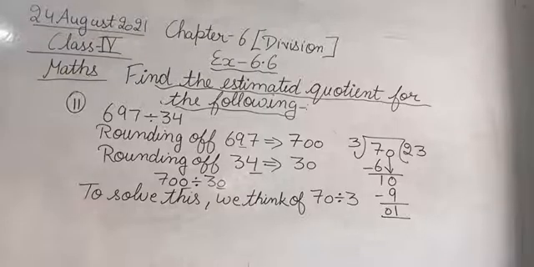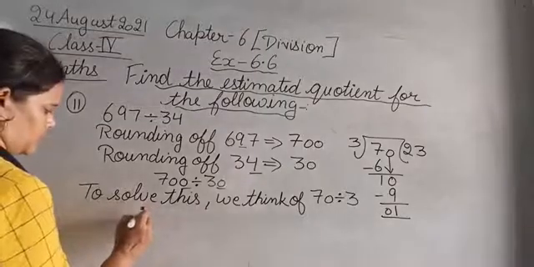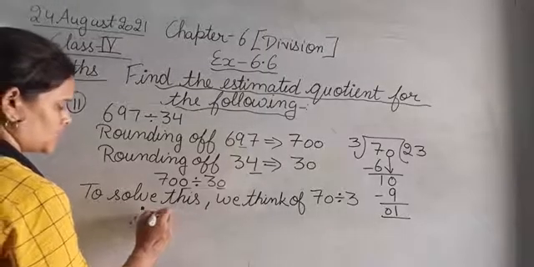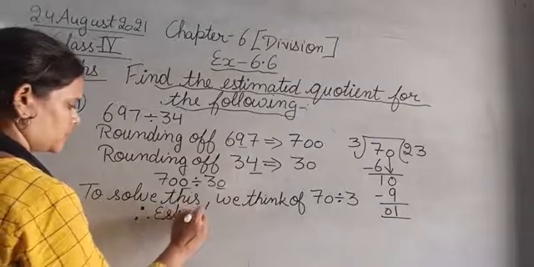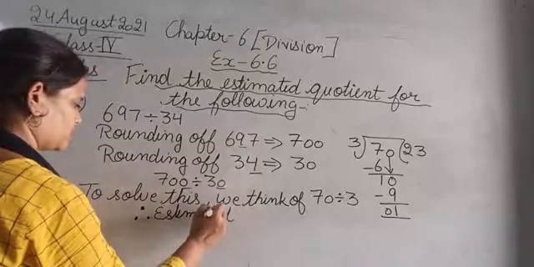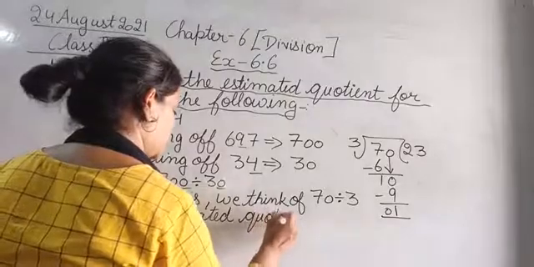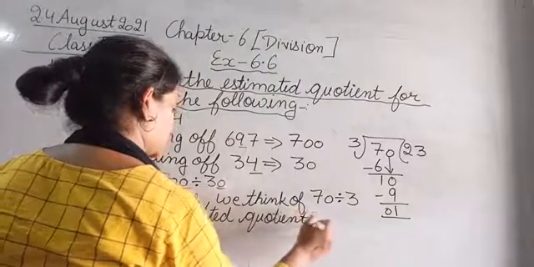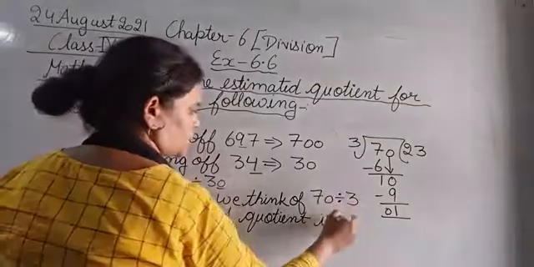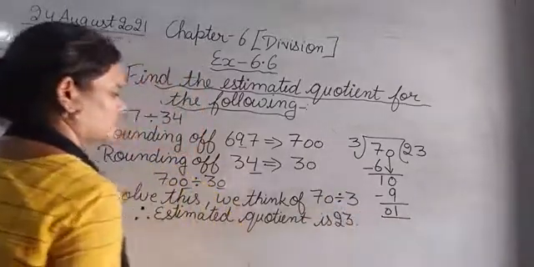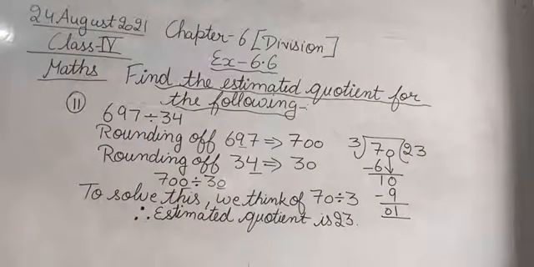And in the question we have to mention the estimated quotient only. So let's write down. Therefore, the estimated quotient is 23. So this is the solution of question number 11. You can pause your videos here and note it down in your notebooks.